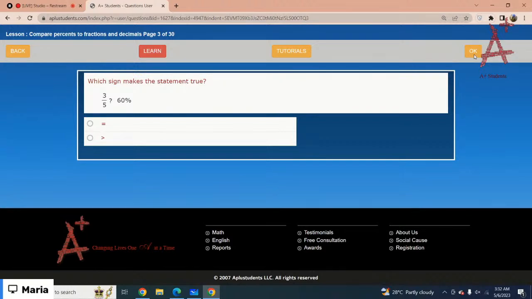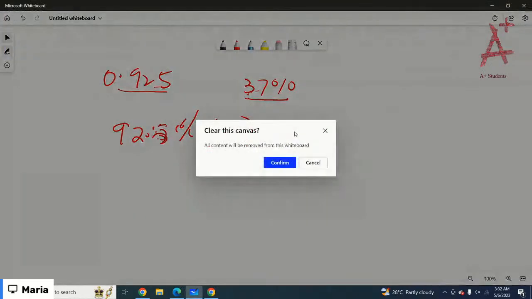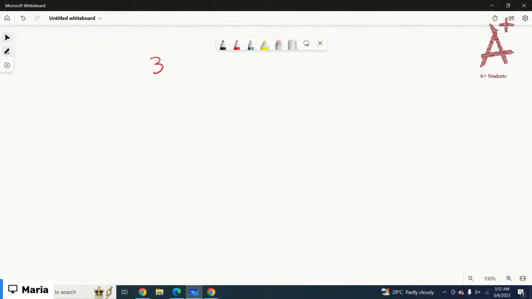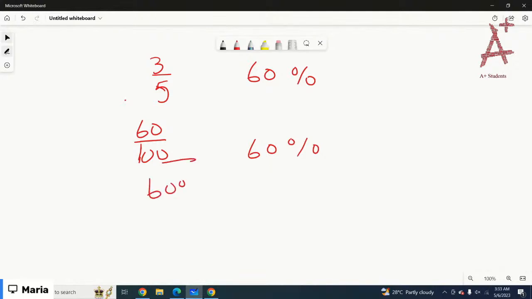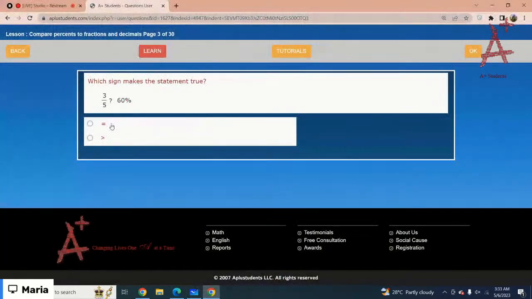Okay, which sign makes the statement true? You have to compare 3 by 5 and 60%. So convert 3 by 5 into percentage. Got it? How do we convert into percentage? Let's just make the denominator equal to 100. So 5 times 20 makes 100. So it would be 20 times 3 is 60 and 20 times 5 is 100. So you can see it would be also 60%. So 60% and 60%, they both are exactly equal. The correct option is equal.